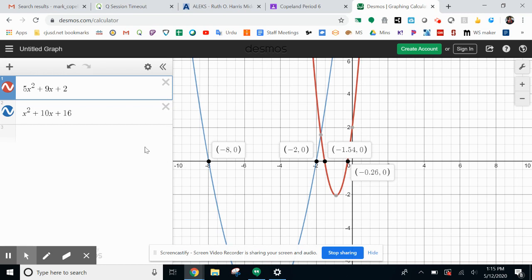Sometimes I look at these equations and maybe I see that it's going to be negative 2 and negative 8 right away. Sometimes I might not see that right away, and I just say, you know what? I don't know what it's going to be. I'm just going to go with the quadratic formula and it'll give me my answers no matter what happens.